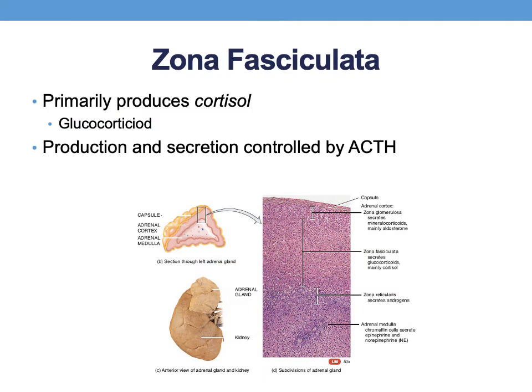The zona fasciculata primarily produces cortisol, which is a glucocorticoid. Its production and secretion is controlled by ACTH, adrenocorticotropic hormone. So cortisol has both production and secretion controlled by ACTH.